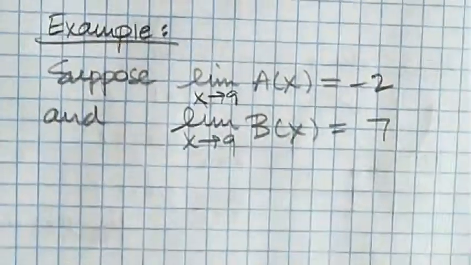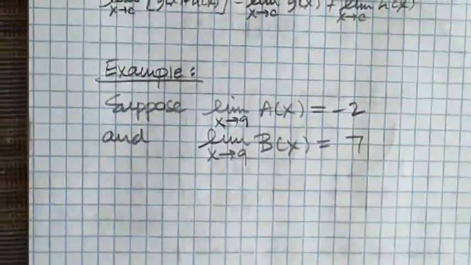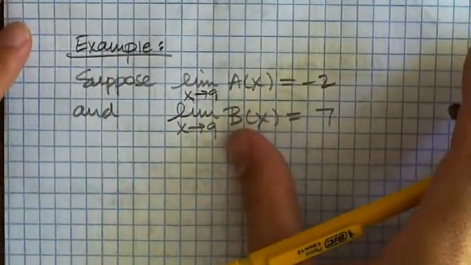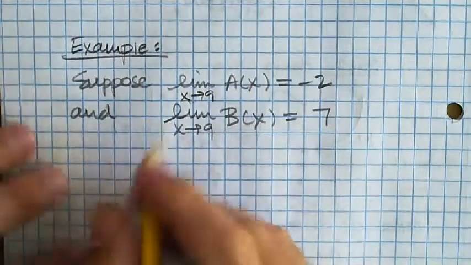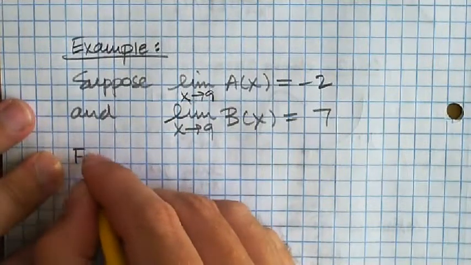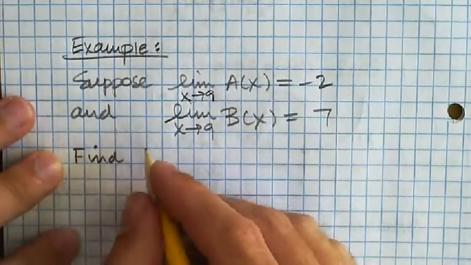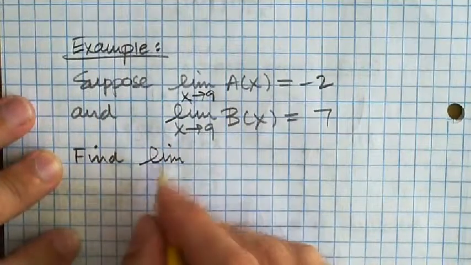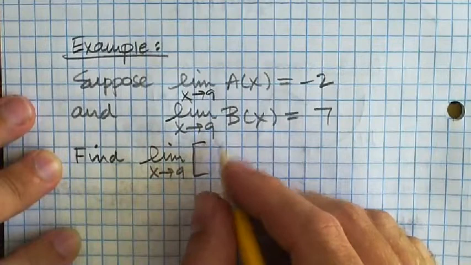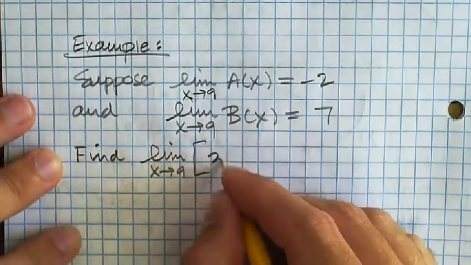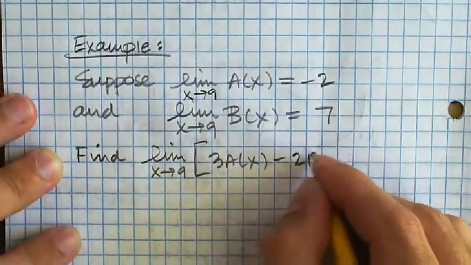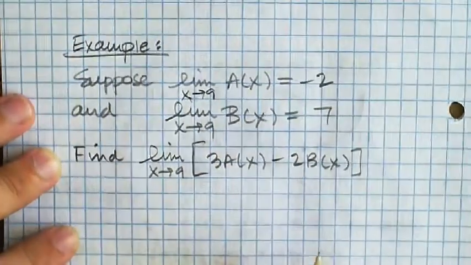Okay, oops, I need to scroll this down. Okay, yeah, that'll do. Oops, let's see my tablecloth. All right. They might ask you to find the value of the limit as x approaches 9 of 3a minus 2b of x. I just made those numbers up.